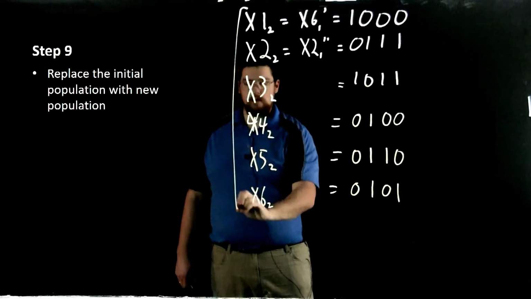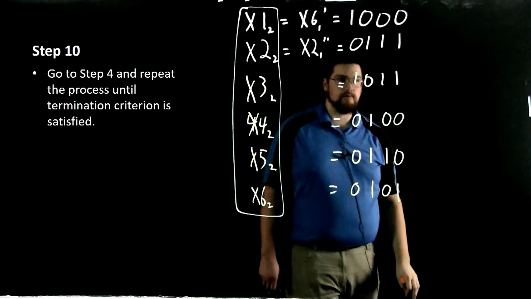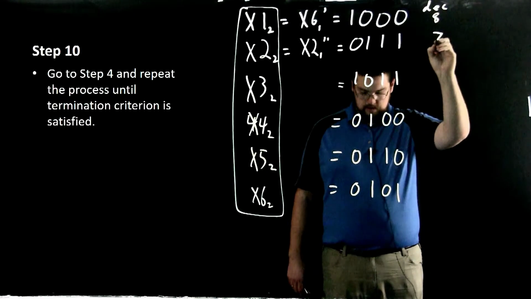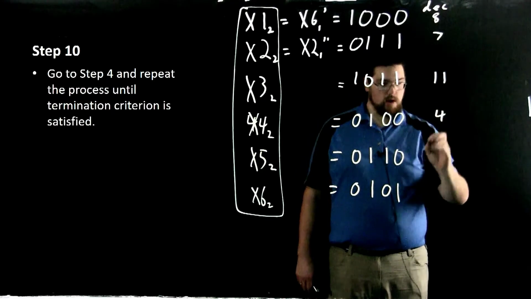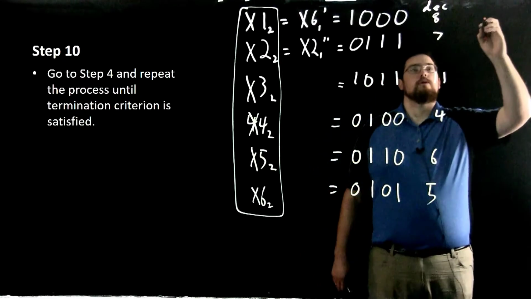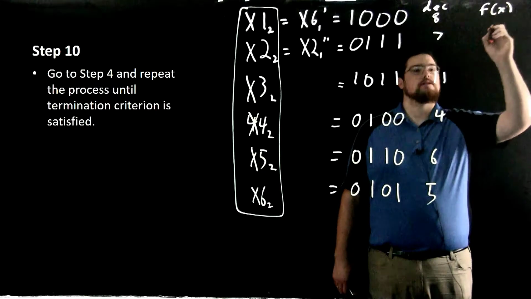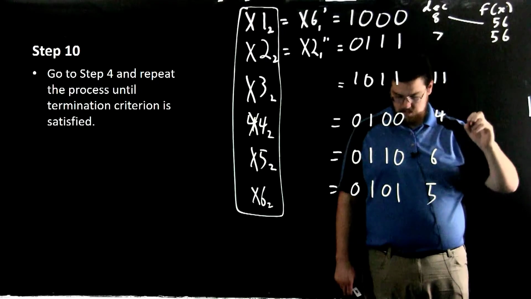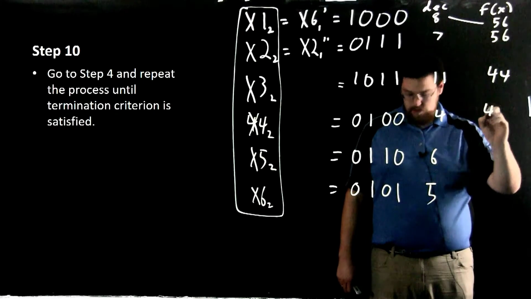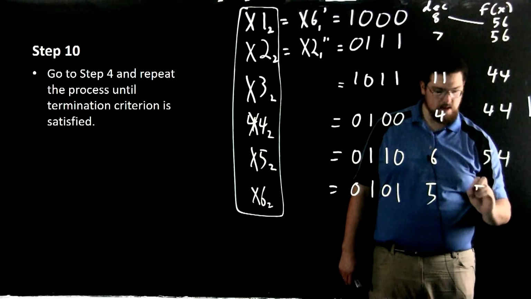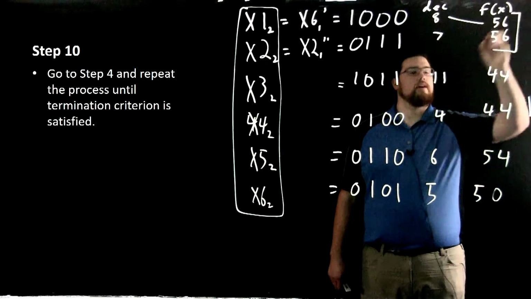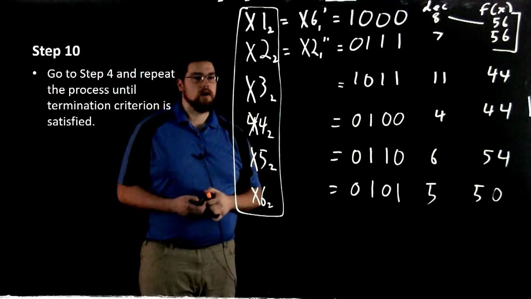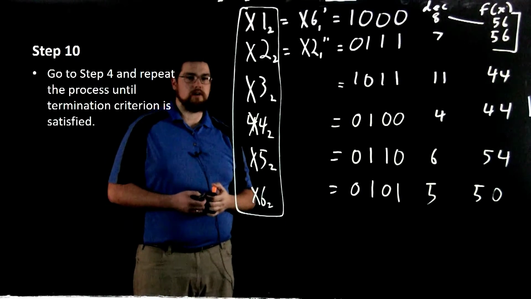At that point, this is now our new population, and we start to go through the process again. We would convert these into decimal values, which are 8, 7, 11, 4, 6, and 5. We would then calculate f of x, where the first one is 56, the second one is also 56, then we have 44, 44, 54, and 50. So we can already see that we're approaching our optimal value up here, and that all the parameters have increased. We will continue these steps, going back to step 4 as needed, until we've reached our termination criterion and we've found the solution we've been looking for.